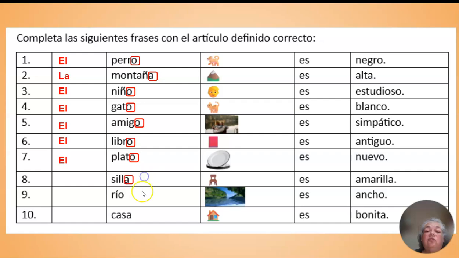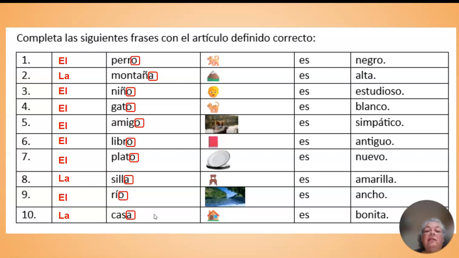Número 8, silla. Silla. A. Masculine or feminine? Feminine noun. So, what article do we need? El or la? La. Perfecto. La silla es amarilla. Número 9, río. Masculine. El río es ancho. Y finalmente, número 10, casa. Feminine. Perfecto. La casa es bonita. Okay?